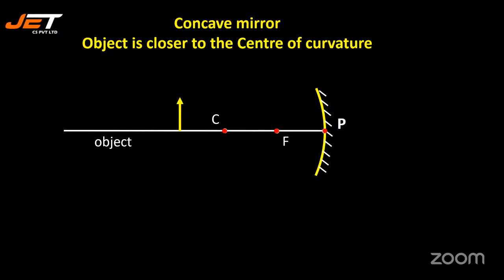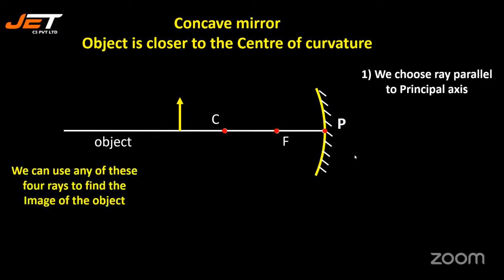All right. Now let us trace the ray and form the image. Let us find where the image is formed. Again, I'll choose the first ray to be a ray parallel to principal axis. I can choose any 2 rays, students, but I'm choosing these 2 rays. All right, bit convenient. We choose a ray parallel to principal axis. After reflection, it passes through focus.